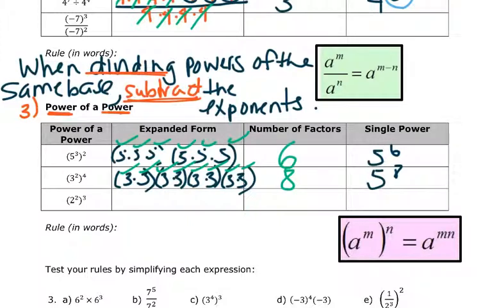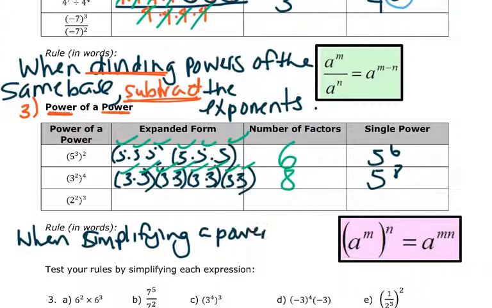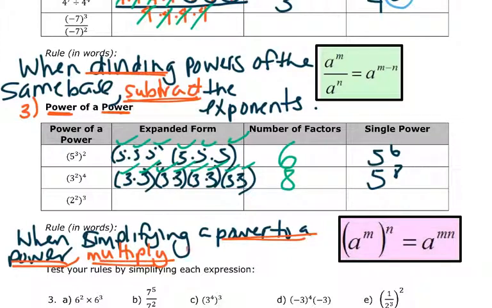So in words we have, when simplifying a power to a power, what did we do with those exponents? We multiplied them. Multiply the exponents.